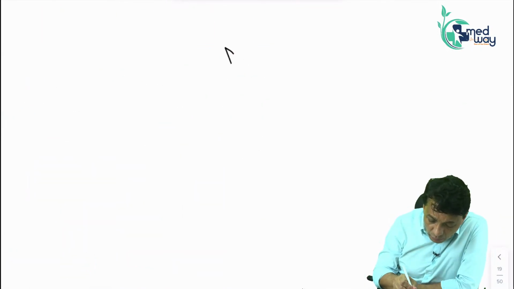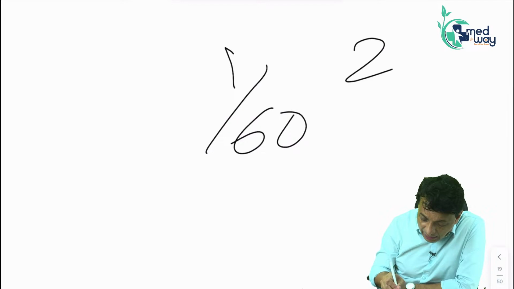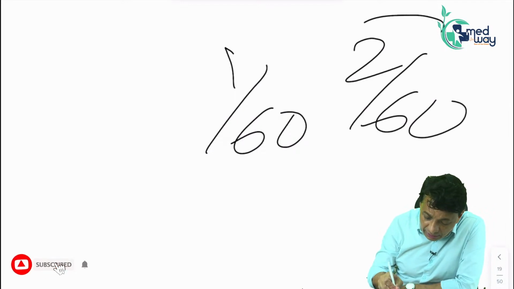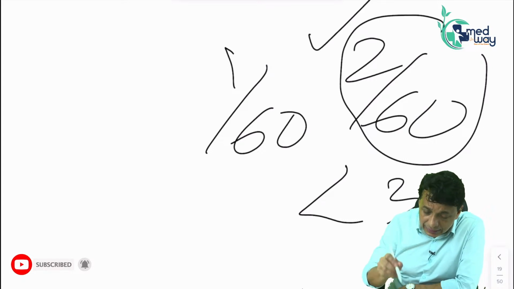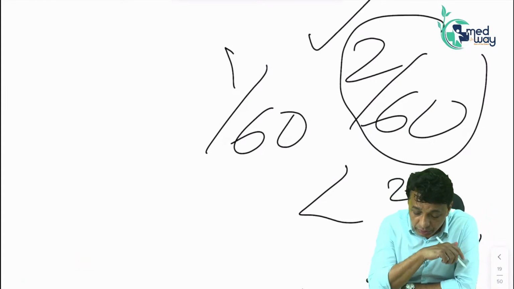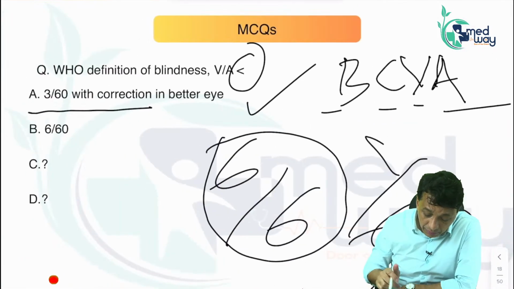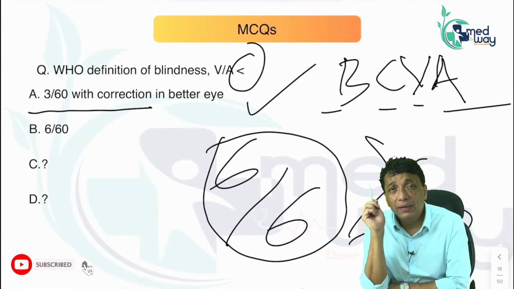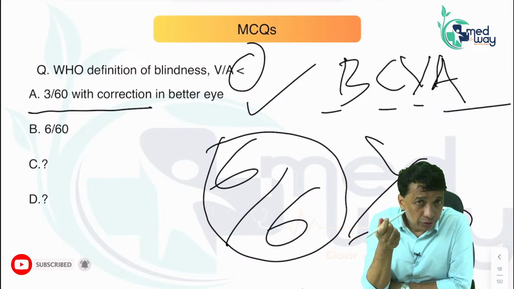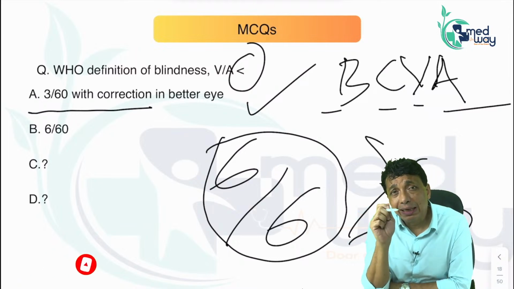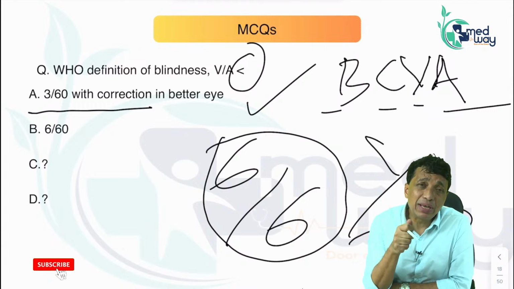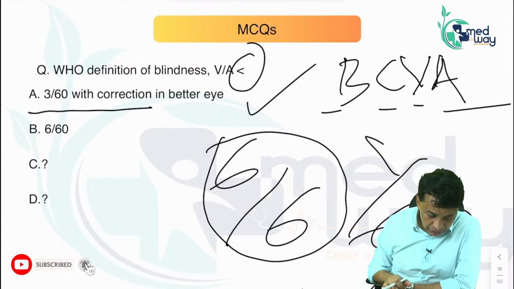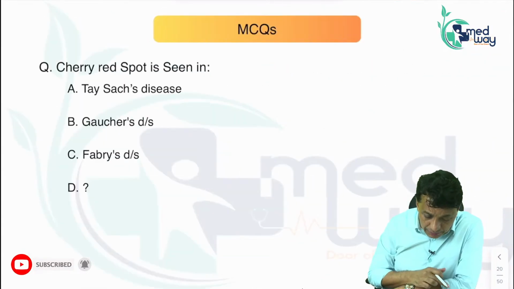However, if you have 1/60 in one eye and 2/60 in the other eye, this is the better eye and you see that this is less than 3/60. So, this would be blindness, but not the previous one. Kindly remember the definition of blindness states that the vision in the better eye should be less than 3/60 wearing glasses or contact lens, whatever that he has. So, best corrected visual acuity. This is the definition of blindness.